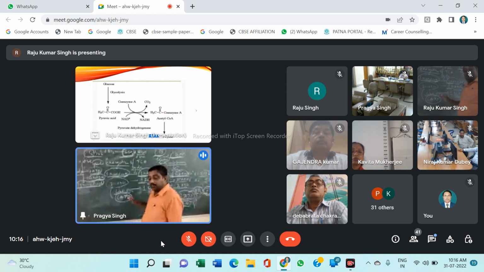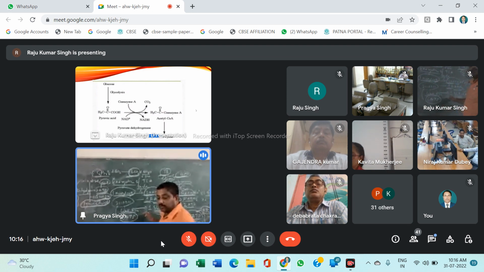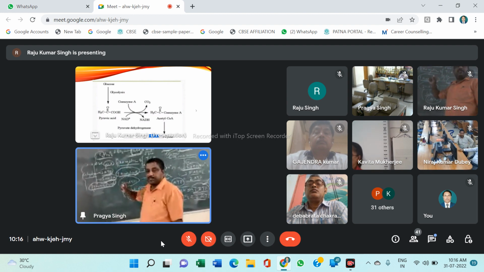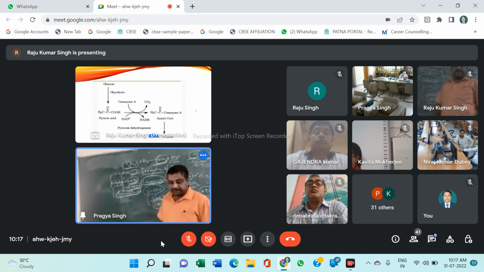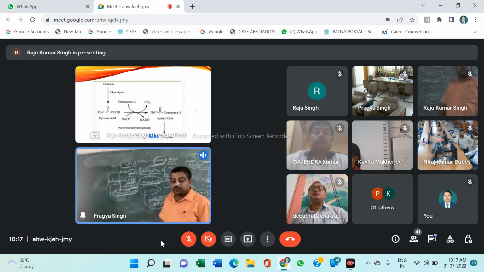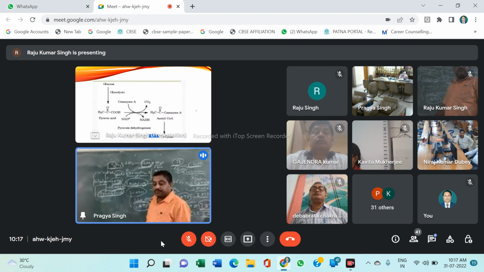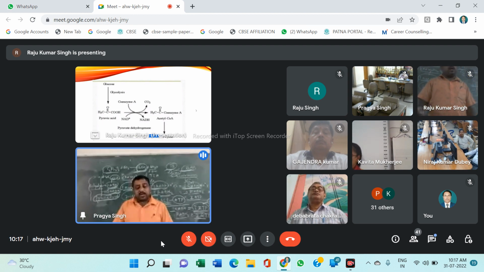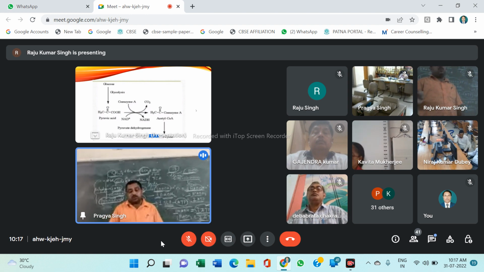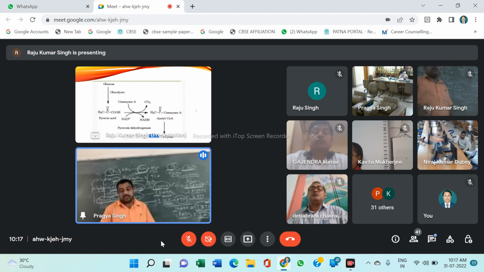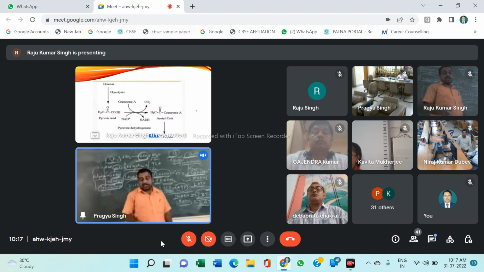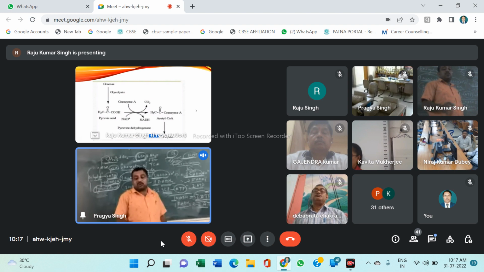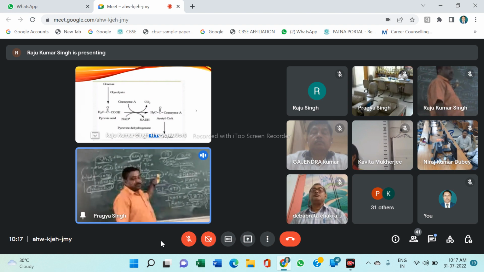So what is the significance of the Krebs cycle? When you're talking about glycolysis, it is a partial oxidation of glucose. But if you talk about the Krebs cycle, there is complete oxidation of glucose. It means we are able to harness the whole potential of the glucose in terms of energy by means of your Krebs cycle.